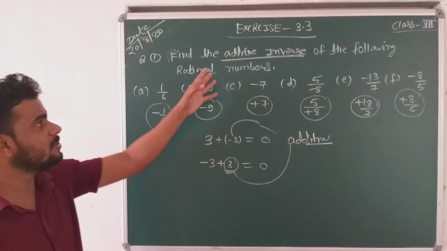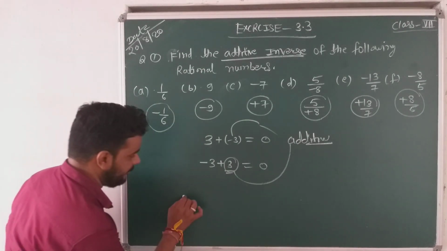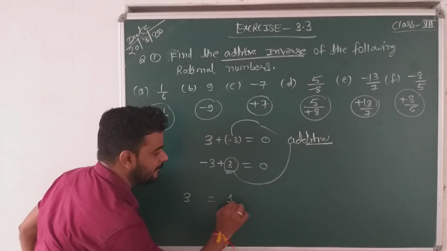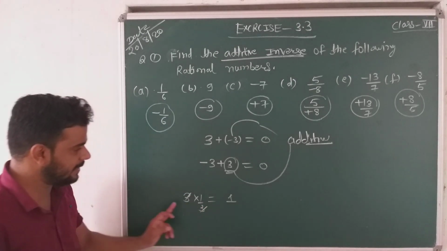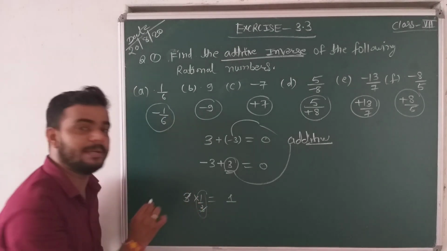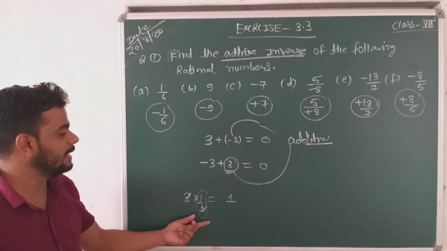Like that, there is also a multiplicative inverse. In multiplicative inverse, suppose you are given 3. By which number will we multiply so that the result becomes 1? Yes, 1 by 3. Then the 3 will cancel and the result becomes 1. So 1 by 3 is called the multiplicative inverse of 3.